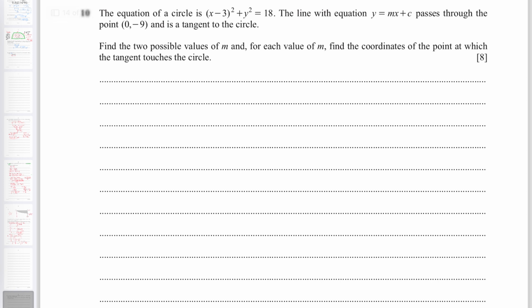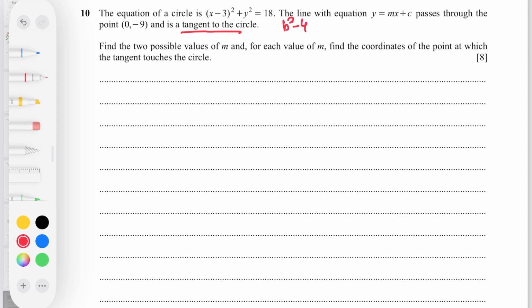The equation of the circle is this. The line with the equation this passes through the point this and is a tangent to the circle. Find the two possible values of m. Now, when it says tangent to the circle, it means b square minus 4ac equal to 0 can be applied. This is my equation of the circle. And my equation of the line is it passes through 0 comma minus 9. That means the value of c is minus 9.